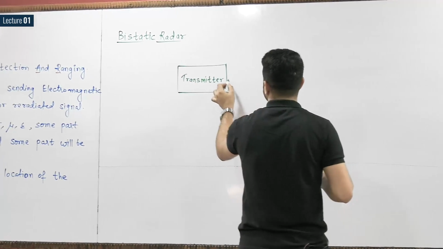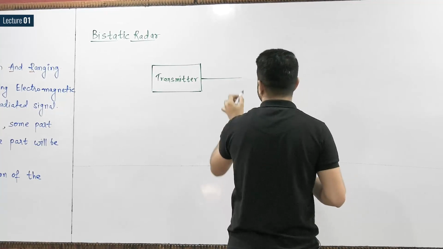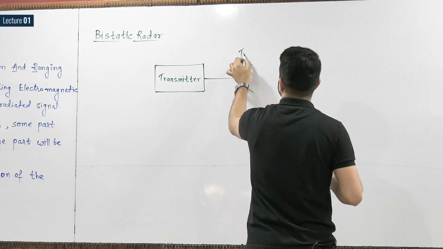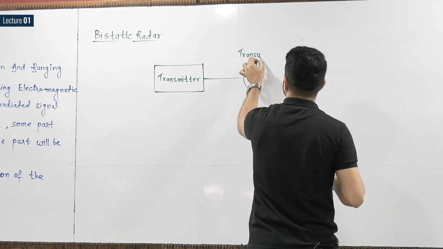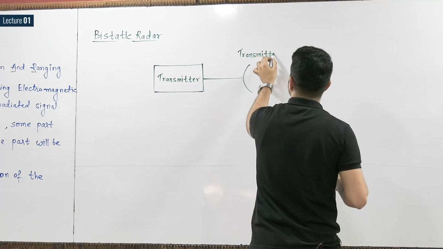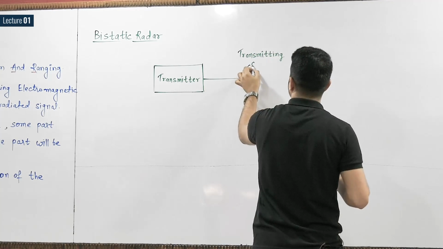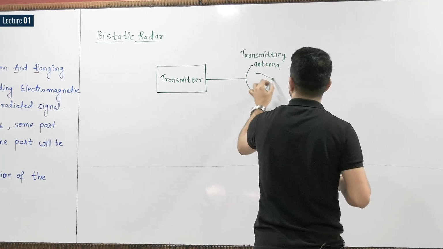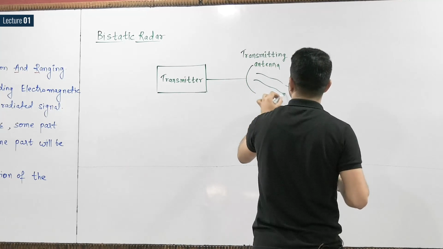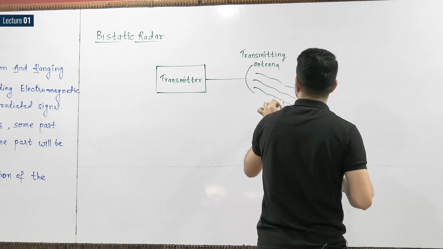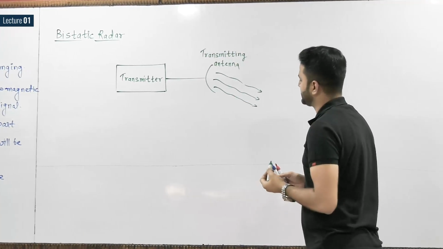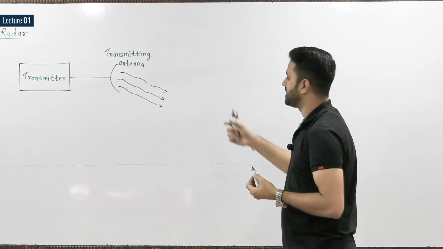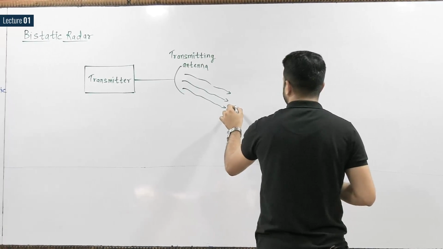And this transmitter transmits a high power with the help of this transmitting antenna. So this is the transmitting antenna. So we have radiated this high power transmitted. Okay, so here we are having a target.